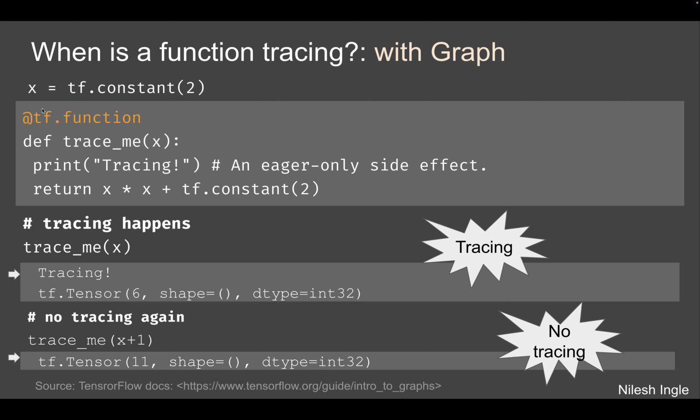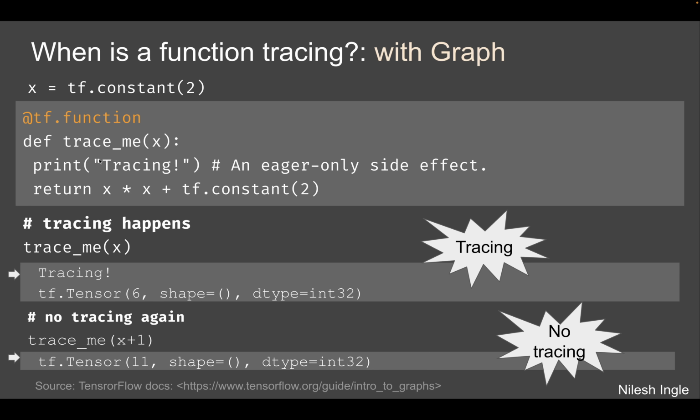Here we have a function, trace_me, that takes in an input argument x, and we have a print statement, and then we have the operation performed by the function. We also have a decorator, tf.function, that converts this function into a graph. Now when we call this function using the input variable x, which is a tensor, it runs through this and we get the output with a print statement and the tf.tensor output.